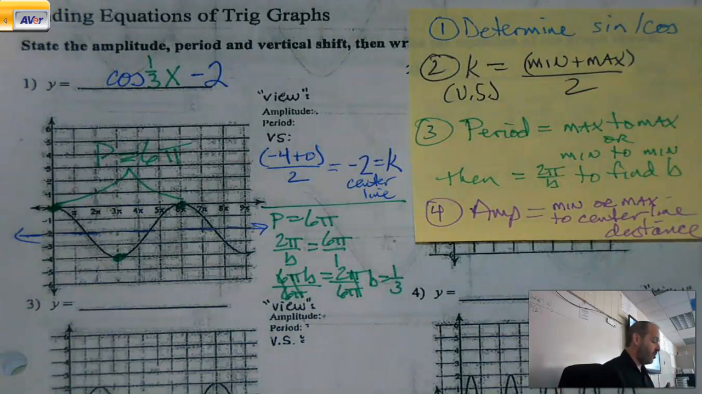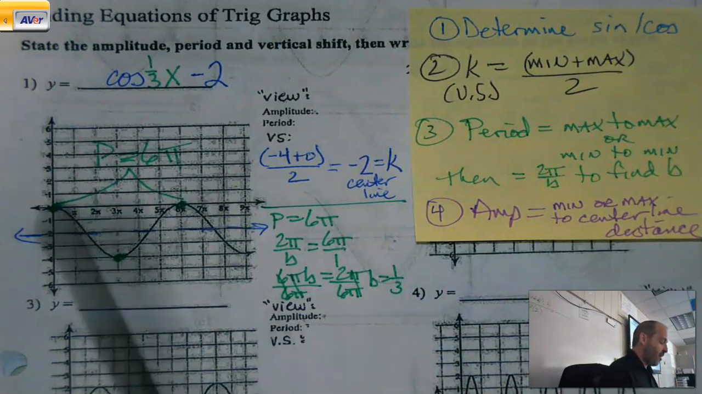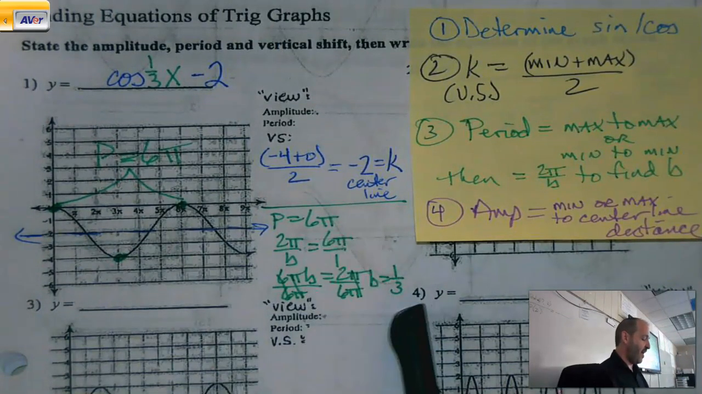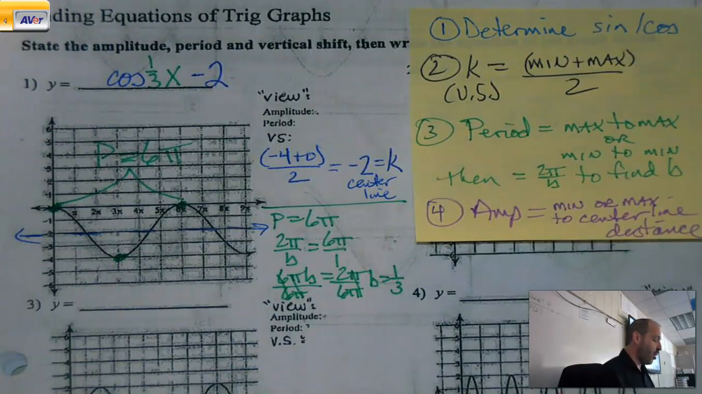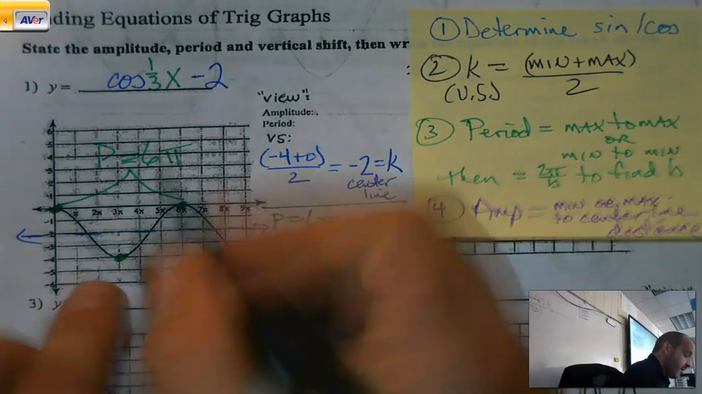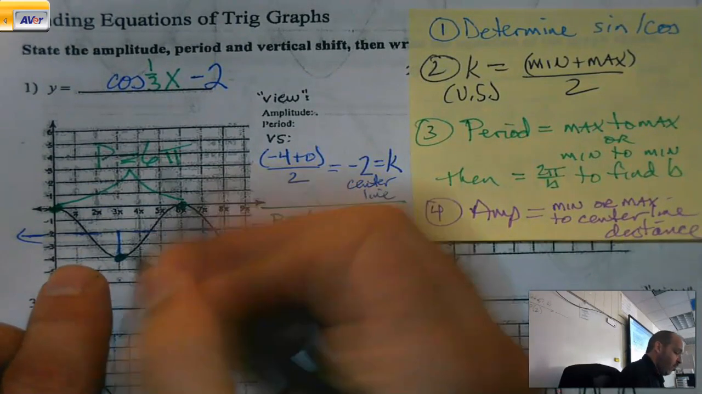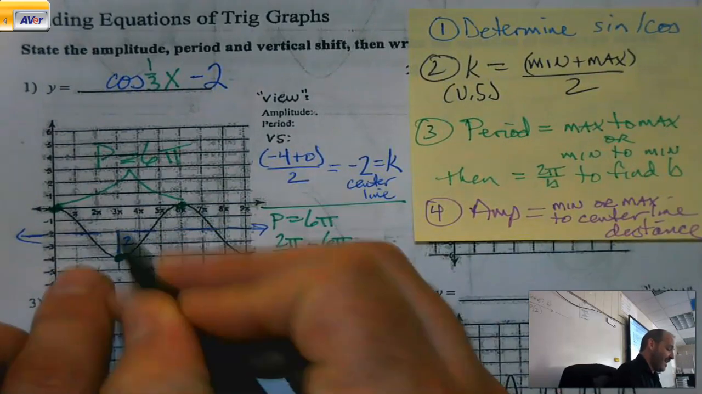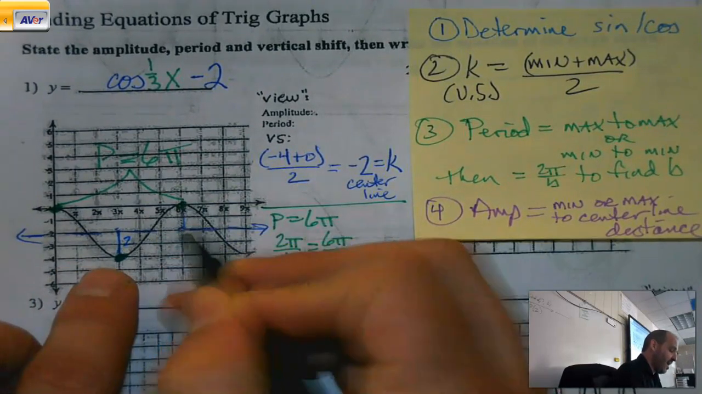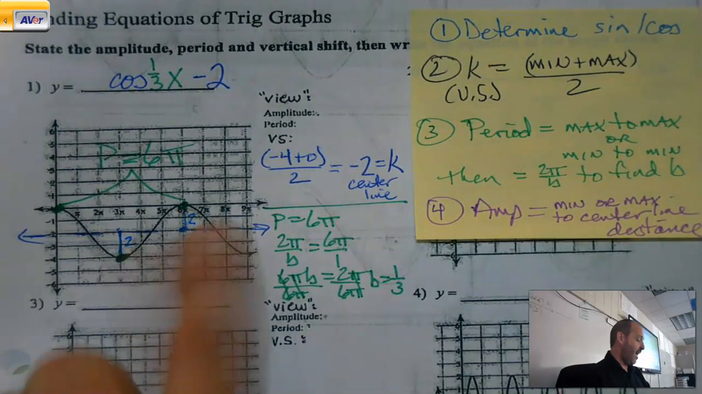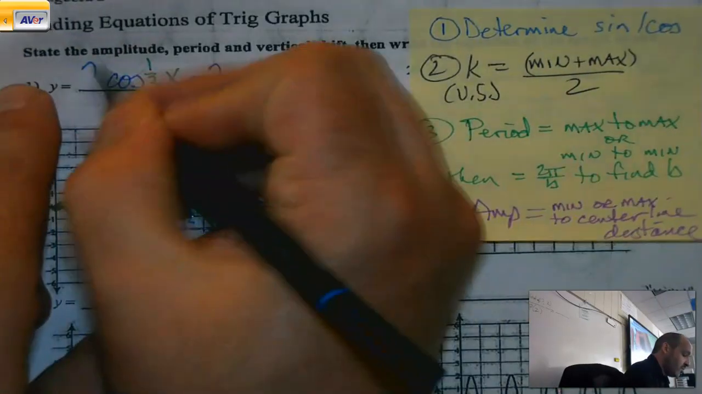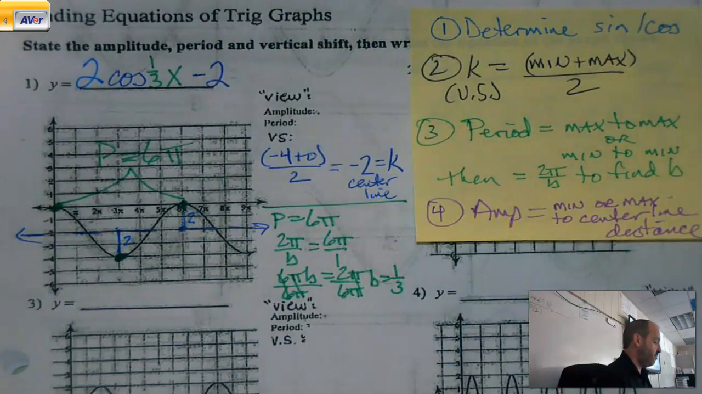So now that we've found the center line, K, and we found our period, turn that into finding B. Our amplitude, you can go to the minimum or the maximum and find the distance, and again, distance is going to be positive, from either a min or a max to the center line. Whatever that distance is, I did it here, I could do it here, it doesn't matter. It's a value of 2. That's my amplitude. I'm done.